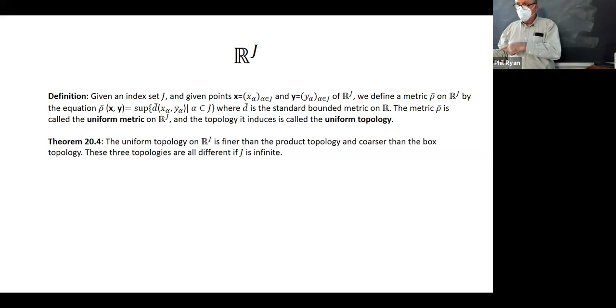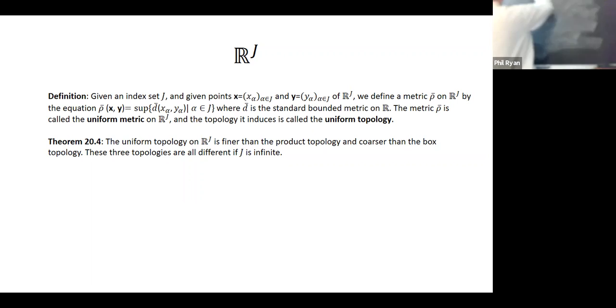So it's the same strategy that we used before. We start off with an open set in one topology and show that it's open in the other. So let's show that it's finer than the product topology. And to do that, of course, all we need to do is show that any set that is open in the product topology is also open in the uniform topology.